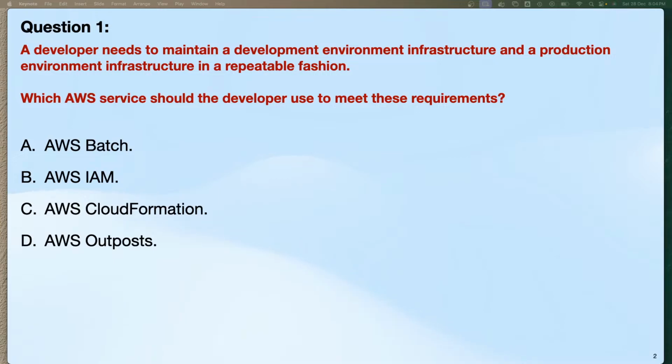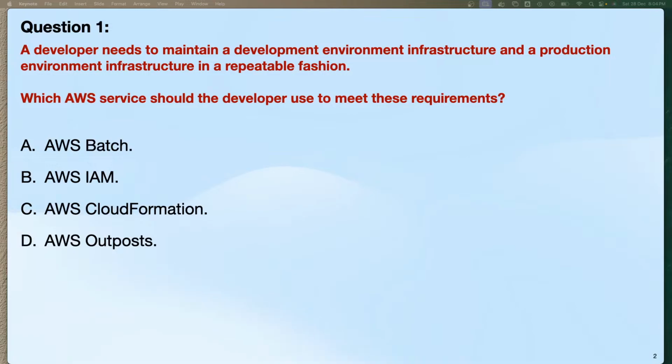AWS Batch is actually for batch services. So we cannot use Batch to create the infrastructure as code, right? In this question, what AWS is looking for is whether you understand infrastructure as code services. So Batch is not the answer. And AWS IAM is for identity and access management, for access controls, not for infrastructure as code. AWS CloudFormation is the infrastructure as code service, so C is the answer.